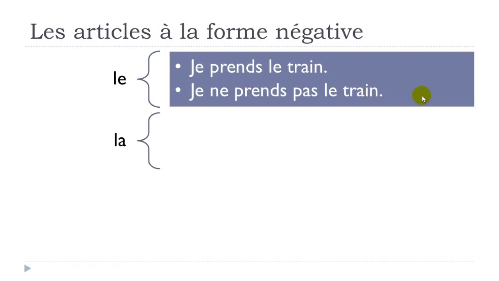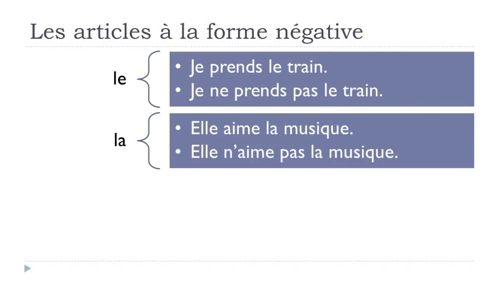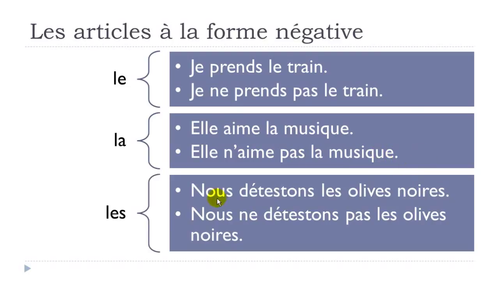It doesn't change, okay? So feminine, elle aime la musique. Aimer is to like or to love, okay? Elle aime la musique, the music. Elle n'aime pas la musique. It doesn't change at all. Les, plural form. Nous détestons les olives noires, okay? Détester, to hate, okay? Olives, and then noir, black. Nous détestons les olives noires. Negative form, nous ne détestons pas les olives noires, okay? In that case, it doesn't change. So you can see le doesn't change, la doesn't change, and les doesn't change either.